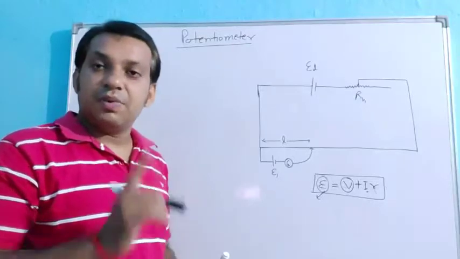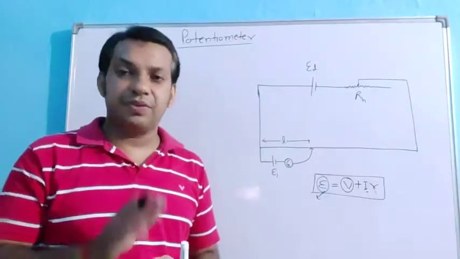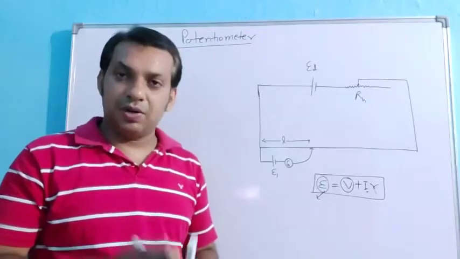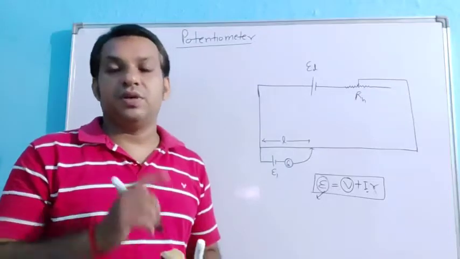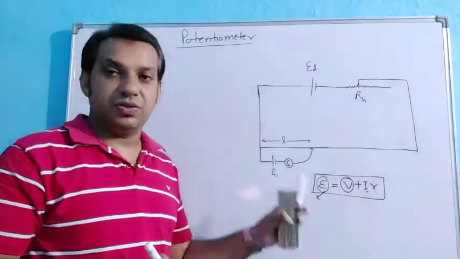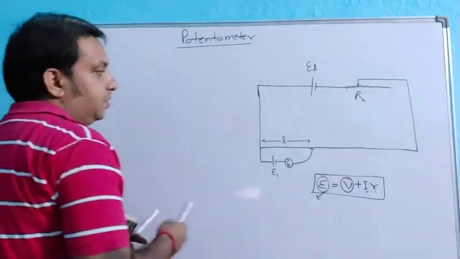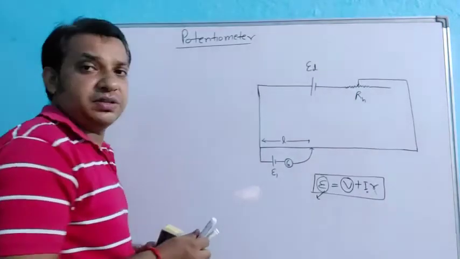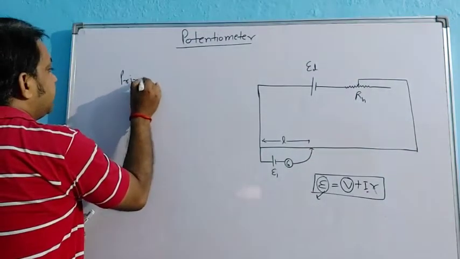So a number of times it is asked in the board examination, why do we not prefer the voltmeter? Now you can understand. You can write the answer very easily: the voltmeter measures the terminal voltage of the cell, while to measure the EMF of the cell we need a potentiometer. Now see, what is the principle of this device?